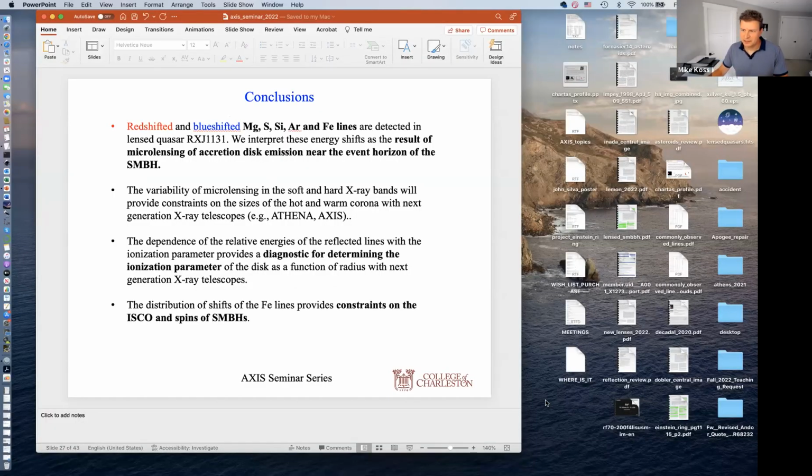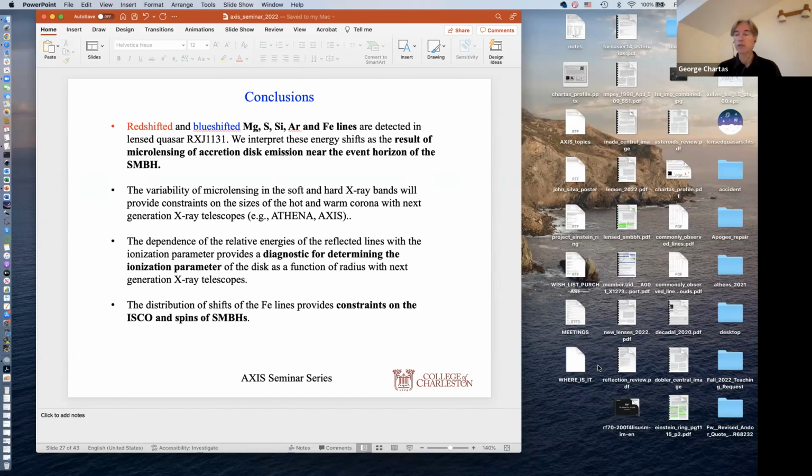Great. That was really interesting, George. That's pretty amazing what you can learn about the accretion disk. So I'll ask a quick question. Actually, we have several in the chat, so maybe we can go to those first. So Richard Rothschild is asking, what is the statistical significance of the soft lines above the continuum?